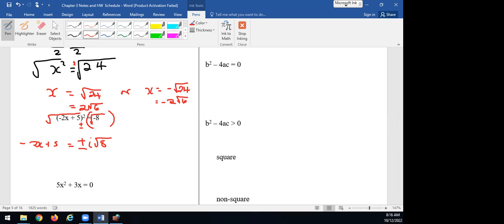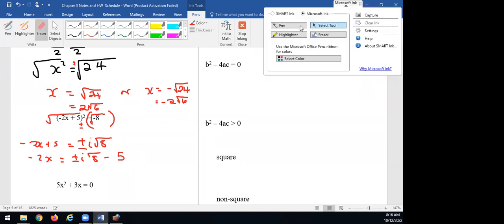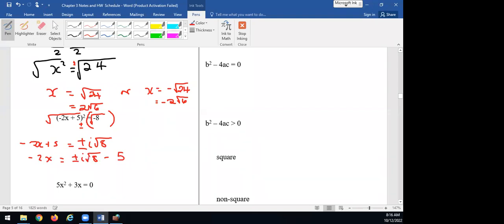All right, so now I'm going to simplify this. We are solving for x, so I'm going to bring over this 5. So we have negative 2x is going to be plus or minus, I won't simplify the root as yet, but you can if you want, so this is going to be i root 8, and then we have a minus 5. Now, what will be the next step? We want x, so what do I need to divide by now? Divide both sides by -2.